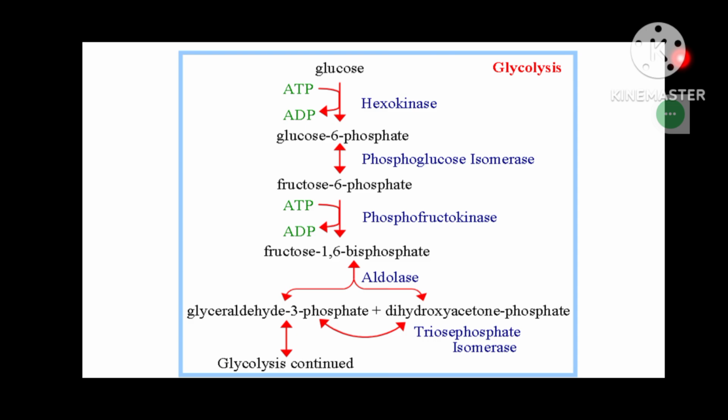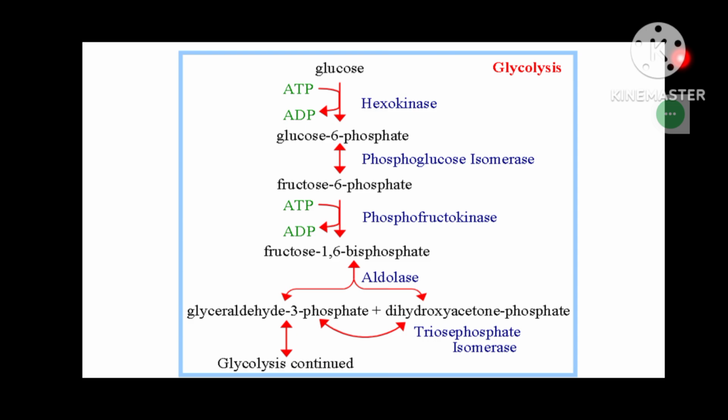Fructose 6-phosphate is converted into fructose 1,6-bisphosphate by the action of the enzyme phosphofructokinase. Here one ATP is converted into ADP, and in the next step fructose 1,6-bisphosphate is broken down into two 3 carbon compounds by the action of the enzyme aldolase. Here one glyceraldehyde 3-phosphate and dihydroxyacetone phosphate are formed.